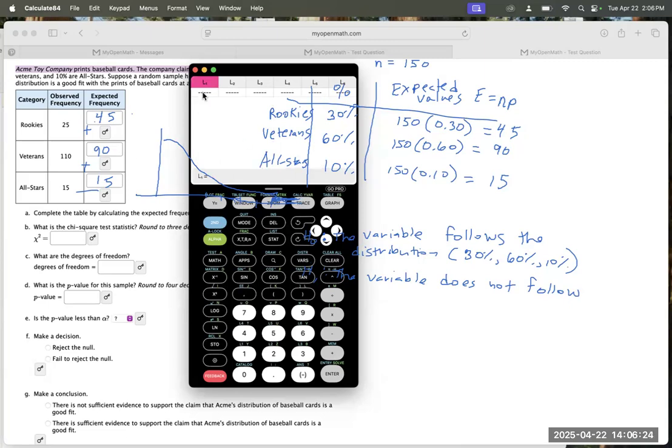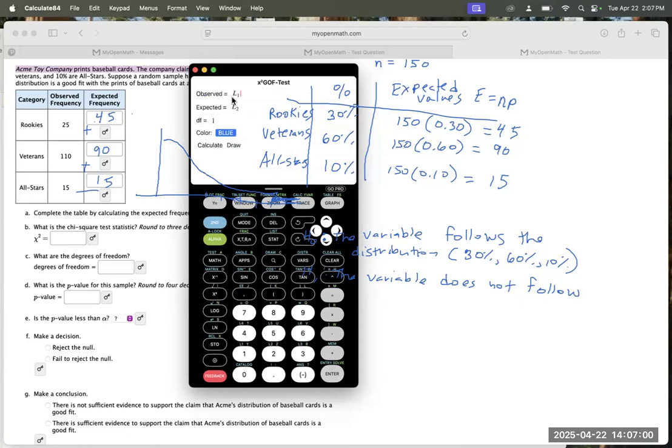Okay. I'm going to put the observed frequencies here in my first list, and then in my second one, it's 5, 90, and 15. Now I'm ready to go to Stat, Tests, and Goodness of Fit Test, D, the chi-square goodness of fit, GOF test.